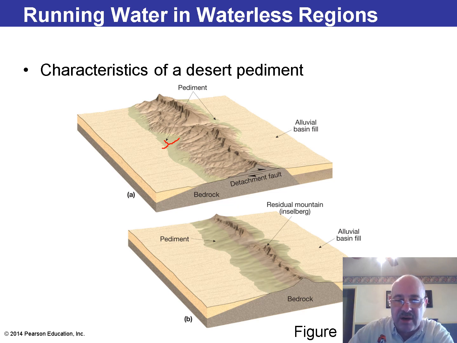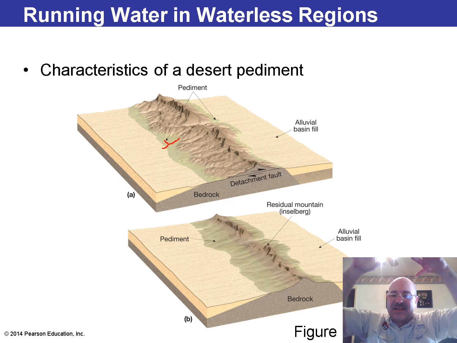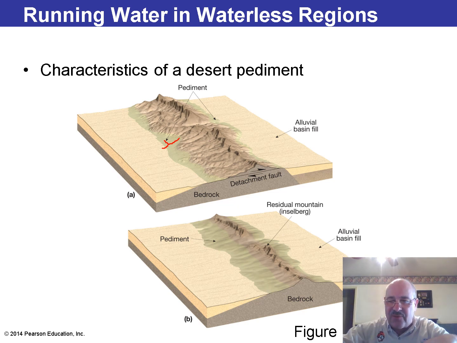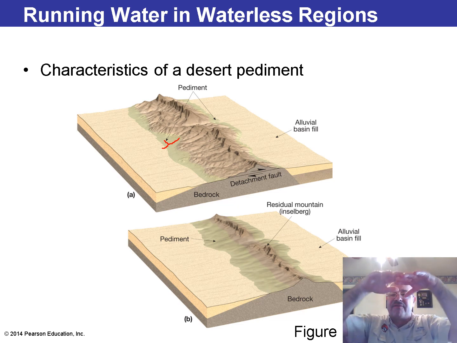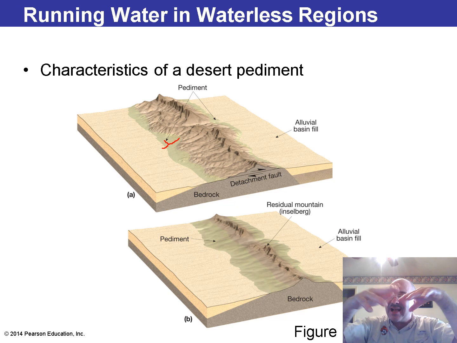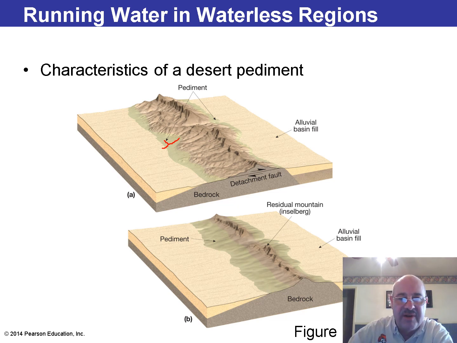Here's your inselberg, right? It's a residual mountain peak, a residual mountain, so it's been weathered down. Remember, as the landscape goes down, as far as mountains, your basins are filling up. Mountains are going down, basins are filling up because the sediment's coming down. It's got to go somewhere. It goes into the basin, and the basin fills up, okay? So there's your pediment, your alluvial basin fill, and your residual inselberg.